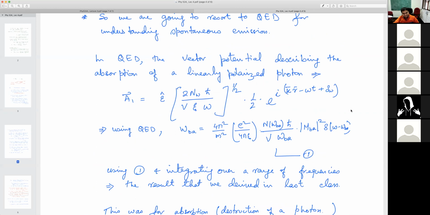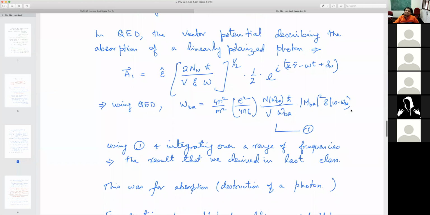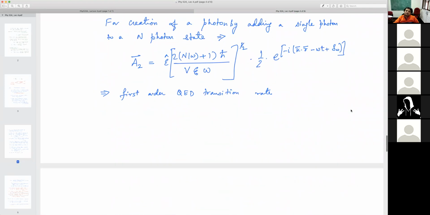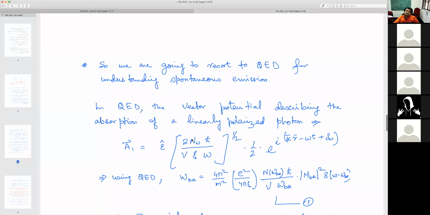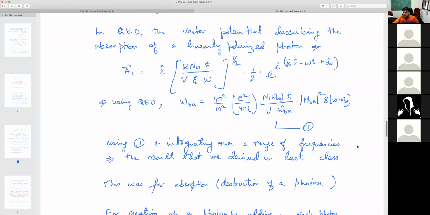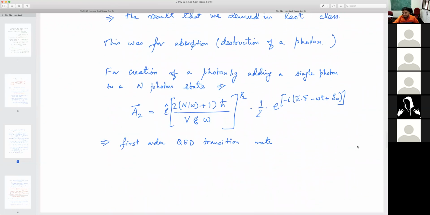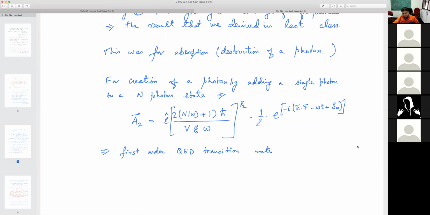Sir, for absorption we will have only n, no? And for emission we will have n plus 1. So how does it satisfy the principle of detailed balance? The last term doesn't satisfy the principle of detailed balance, actually. So this is extra. So where does it come from?